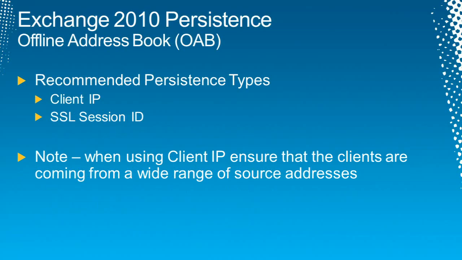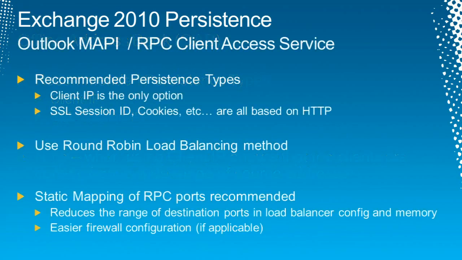For the offline address book, client IP or SSL session ID will work. Obviously, when using client IP, we have to watch the NAT side. The biggest one, right, is the Outlook MAPI or RPC client access service. This one also requires persistence. Our recommended type would be client IP, because that's the only one we have. All the other options, cookies, etc., do not work because this is a thick Outlook client.